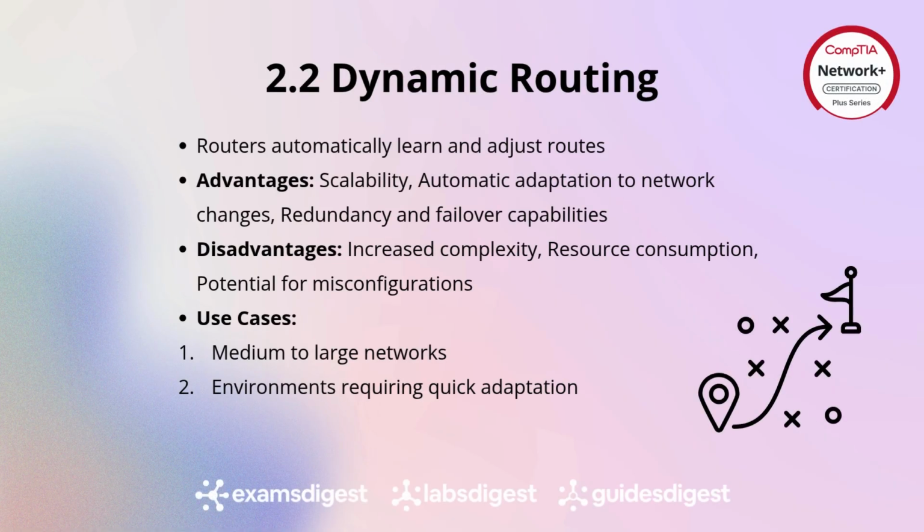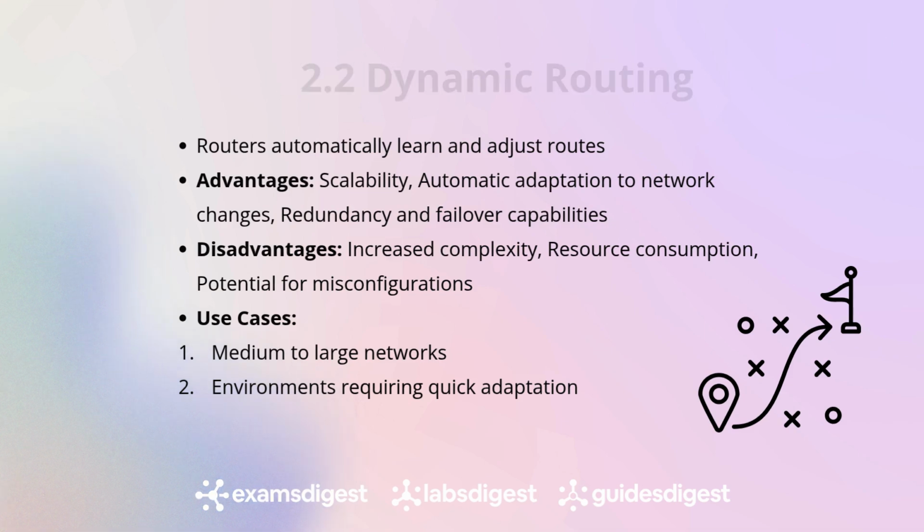Now, let's talk about dynamic routing. Continuing with our travel analogy, dynamic routing is like using a GPS navigation system that automatically adjusts your route based on current traffic conditions, road closures, or accidents. Dynamic routing protocols enable routers to discover network destinations and determine the best path automatically. This approach is much more scalable and adaptable.